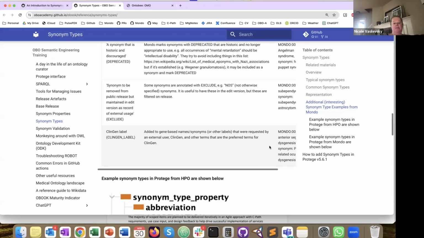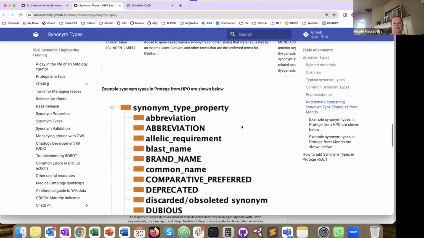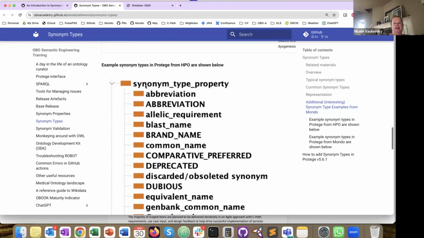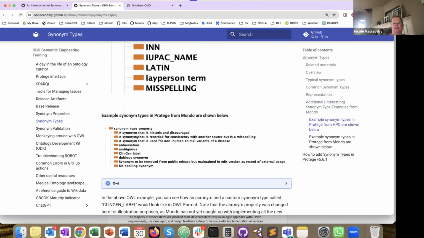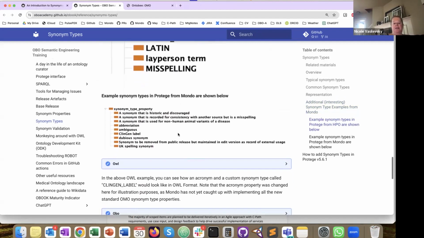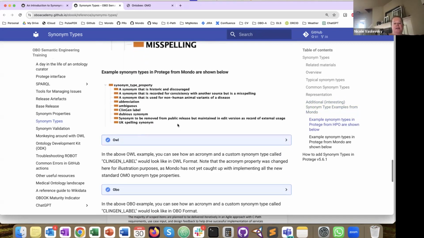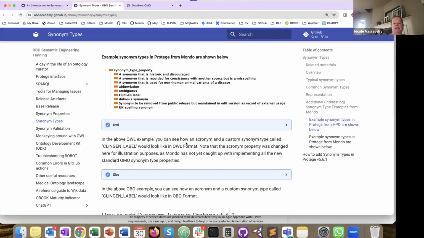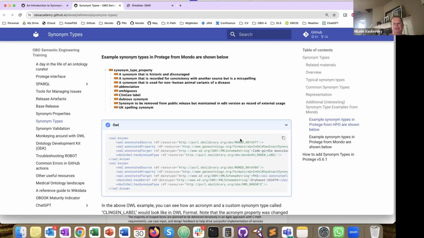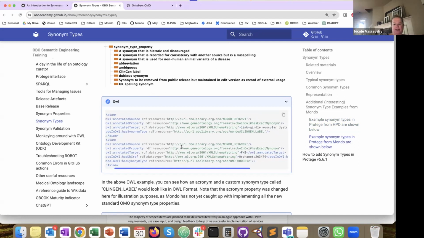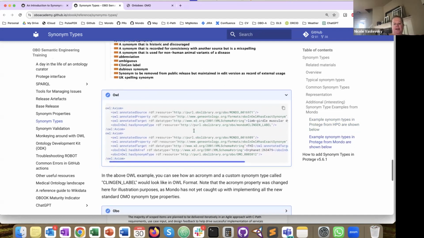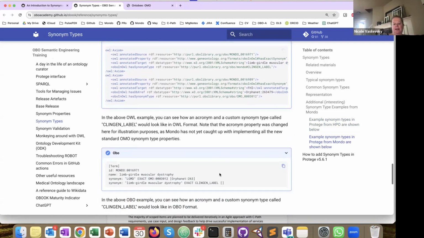And this is just an example of how these are displayed in Protégé. So they'd be under the synonym type property hierarchy. And then this is an example of some of the properties that we use in Mondo and how they're displayed in Protégé. So in OWL, if you click on these little expansions here, you can see how the ClinGen label looks in the OWL format. And then you can see in the OBO format, it's a little easier to read. These are how these are displayed here.